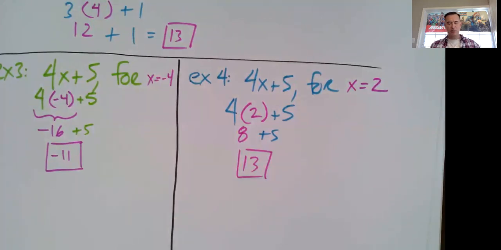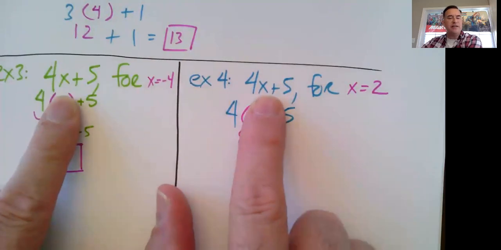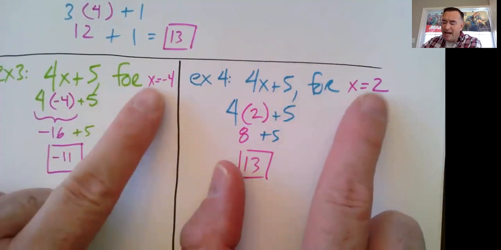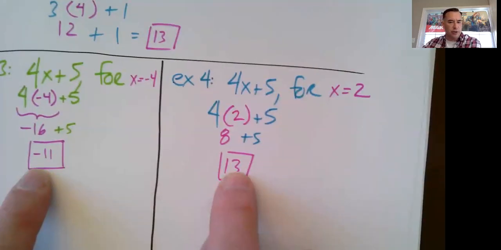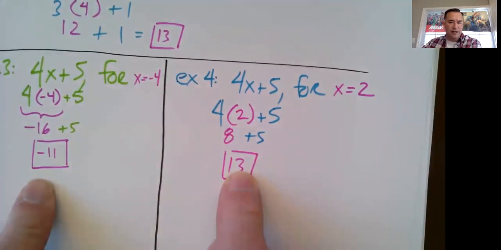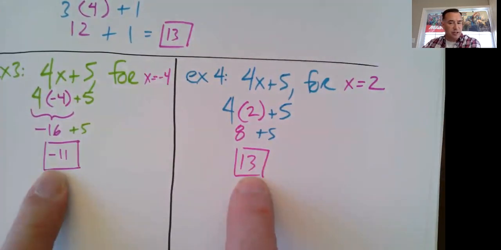So here's the part about this that I want to make sure you guys understand, because I'm going to use the examples that we just did to show you how some of this stuff works differently. The point that I want you to pull from this is, even if you have the same expression, depending on the x value that you have, you can get different results. So -4 gave me -11, +2 gave me +13.